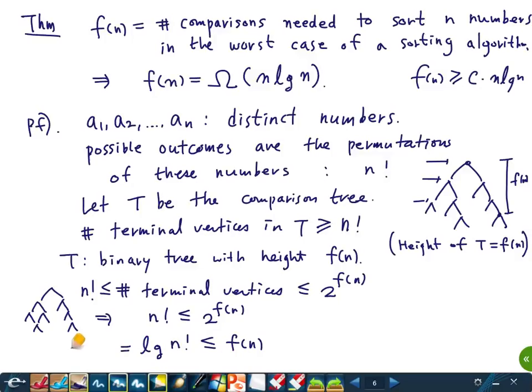But from here, we know that log n factorial is theta of n log n. We learned this a few months ago, right? So this means f(n) is at least the order of n log n. You cannot perform better than this. So if you have an algorithm that gives you at most n log n times some constant number of comparisons, that can be an optimum algorithm for sorting a sequence. There are many algorithms with this performance.